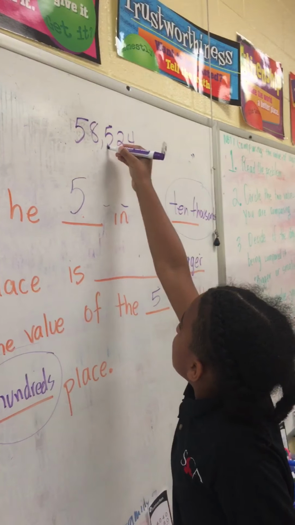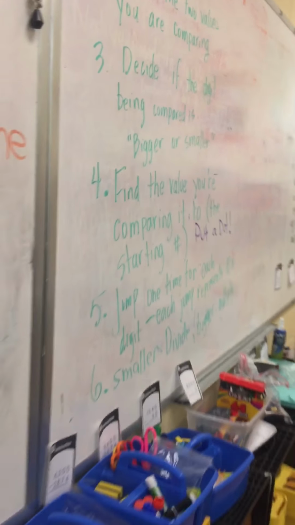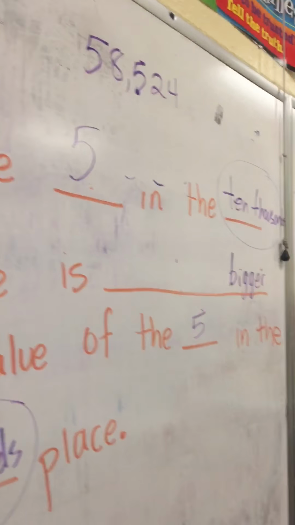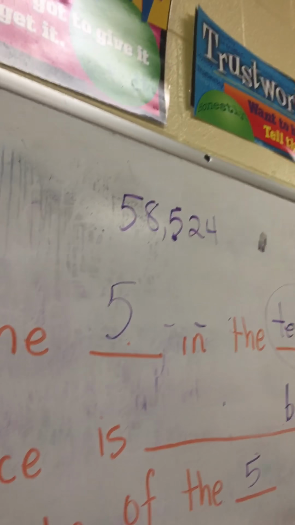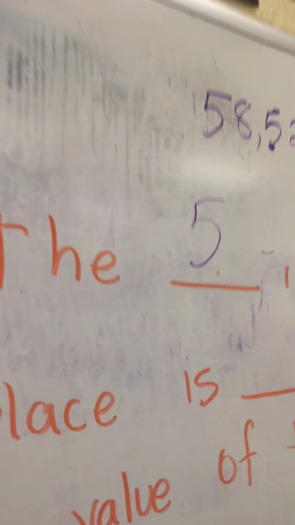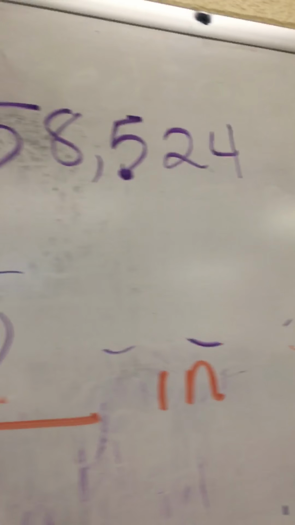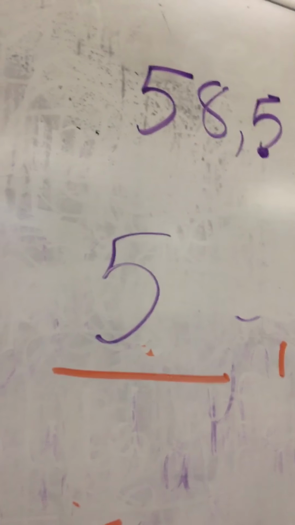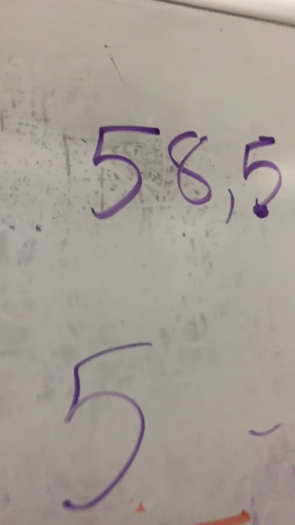Now, step 5 is jump one time for each digit. And each jump represents 10 times. Can you all do the jumping now? Are we jumping to the left or are we jumping to the right? The left. Right, because if we jump to the right, we're not going to hit the other 5. Also, we're jumping to the left because we are getting bigger. Okay, so we're going to jump to the left.